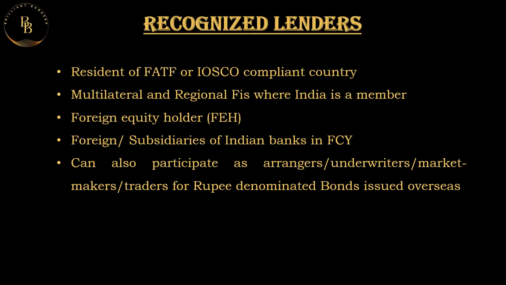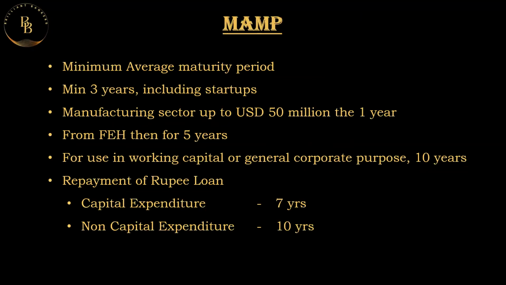Foreign branches or subsidiaries of Indian banks are permitted as recognized lenders only for the case of foreign currency ECBs. Again, foreign branches or subsidiaries of Indian banks, subject to applicable prudential norms, can participate as arrangers, underwriters, or market makers and traders for rupee denominated bonds that are issued overseas. However, underwriting by foreign branches or subsidiaries of Indian banks for issuance to Indian banks will not be allowed in any case.